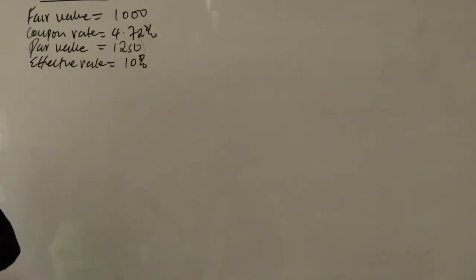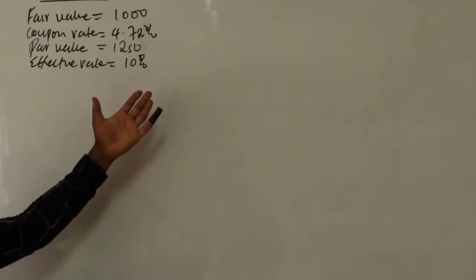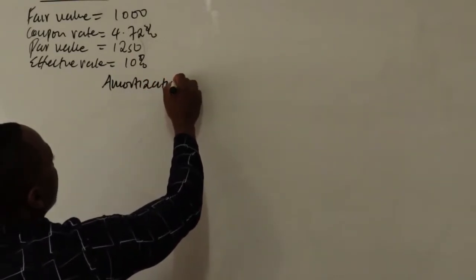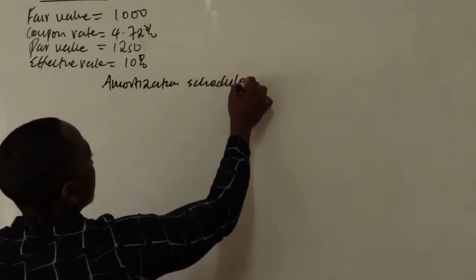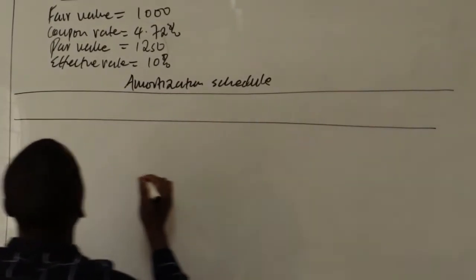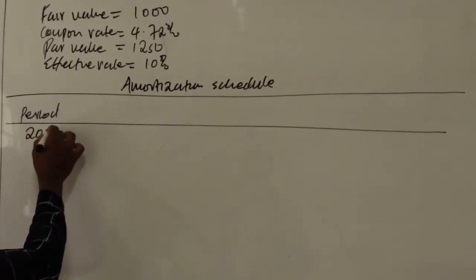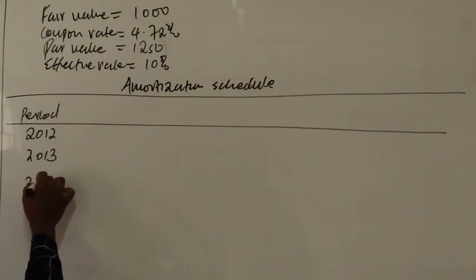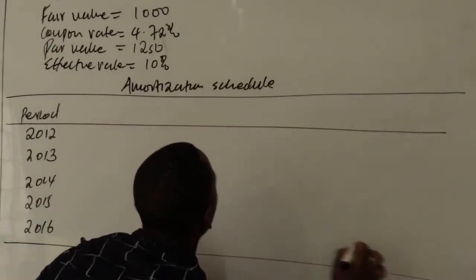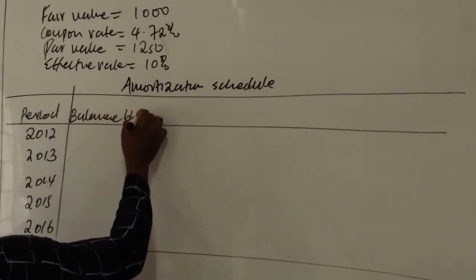So how do we account for this? You see, in this case we have the coupon rate and we have the effective rate. So how do we amortize? So let's present an amortization schedule. And this is how we prepare the amortization schedule. So we have the period. The debt was issued on 1st January 2012. So we have 2012, it matures in 2016, so 2013, 2014, 2015, and 2016. Then we determine the balance brought down.